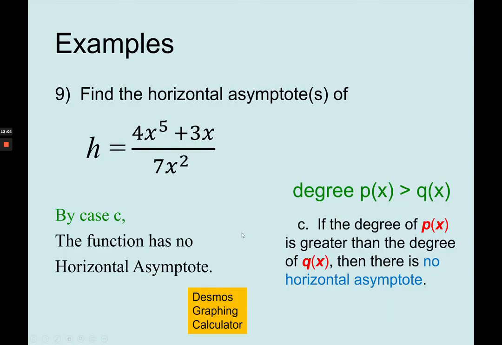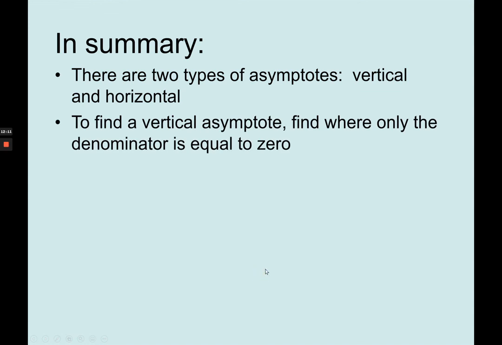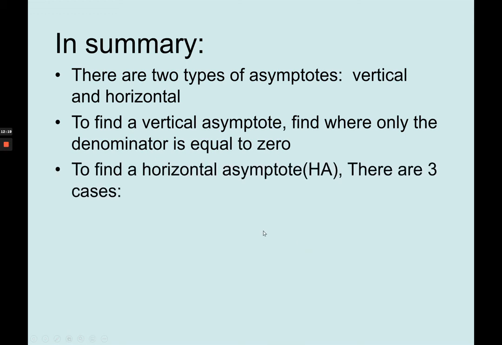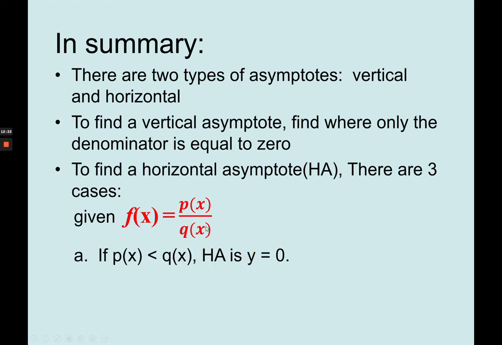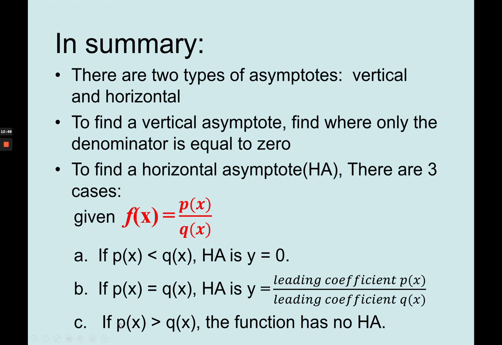Okay? And that's it. In summary, there are two types of asymptotes, vertical and horizontal. To find a vertical asymptote, find where only the denominator is equal to 0. To find a horizontal asymptote, there are 3 cases. Given the function p of x all over q of x, it's based on the degree. If the degree of p of x is less than the degree of q of x, the horizontal asymptote is y is equal to 0. If the degree is equal, then the asymptote is found by dividing the leading coefficient of p of x all over the leading coefficient of q of x. The last case, if the degree of p of x is greater than that of q of x, the function has no horizontal asymptote.